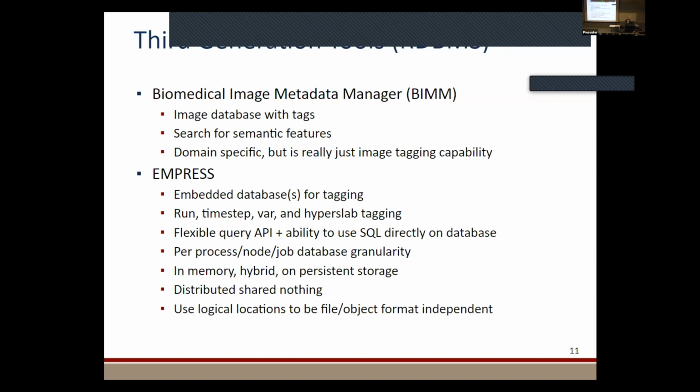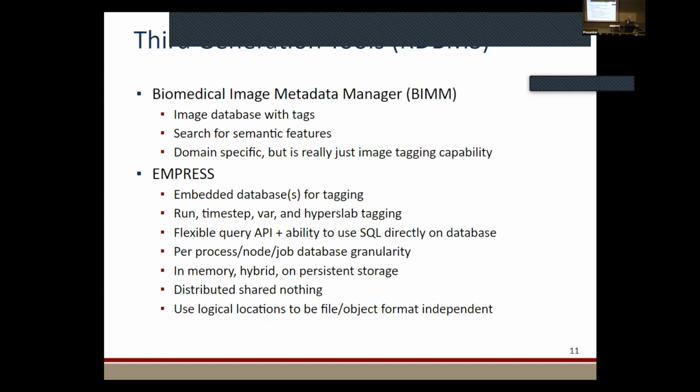The next one I would mention comes out of this biomedical image metadata manager system. The key here is that they have a system that seems like it's one of those first generation tools that's going to tag images and look for a particular kind of disease pictures or something like that. But if you step back and look at it, what really ends up happening is that it's just an image management system that allows you to put arbitrary tags on it.